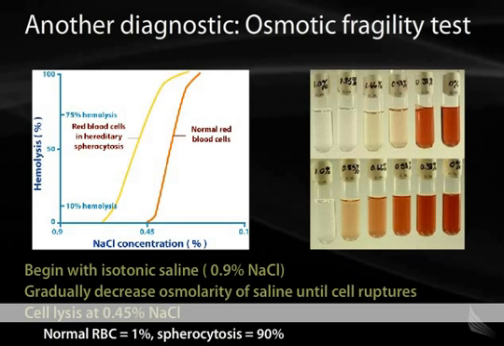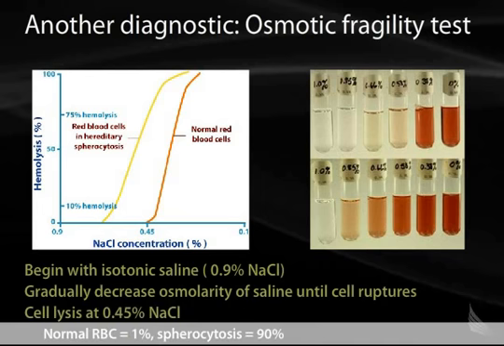On the left is a similar curve but shown for patients with hereditary spherocytosis. These patients at very small decreases in osmolarity relative to baseline already begin to show hemolysis. And by the time you reach half normal saline or 0.45%, one already sees that approximately 90% of red blood cells are hemolyzed. And this serves then as a very sensitive diagnostic marker for hereditary spherocytosis.